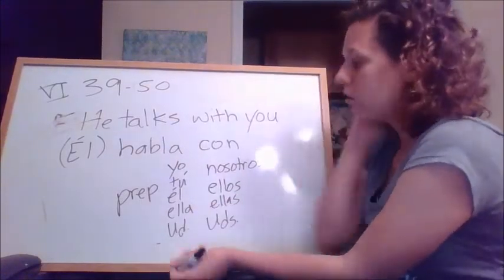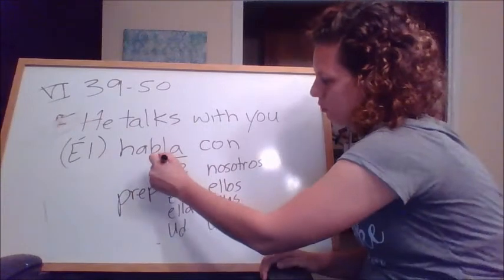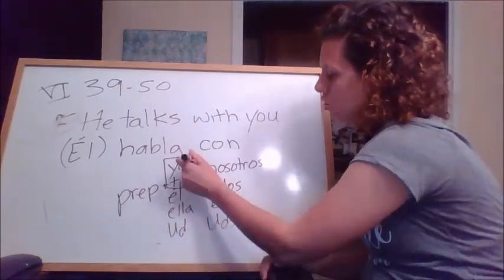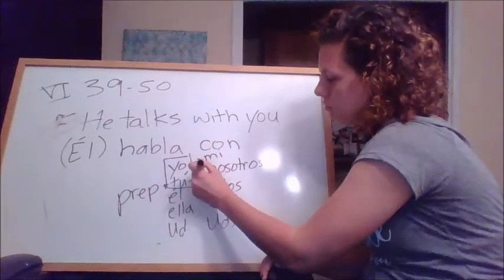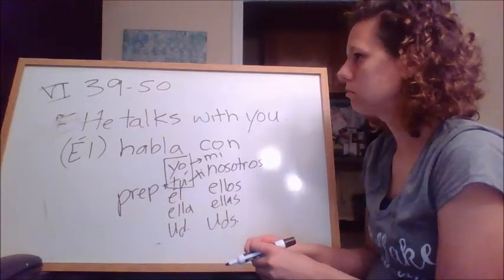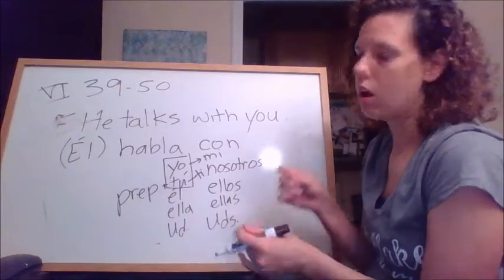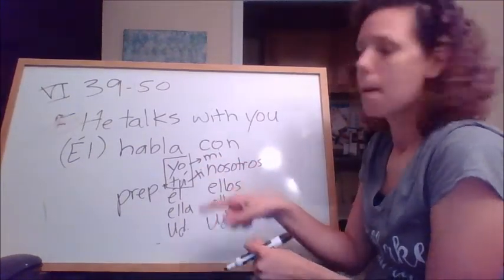Nosotros, ellos, ellas, and ustedes. Okay? Now, you can have a preposition plus any one of these except for these two. Remember that after a preposition, yo becomes mí, and tú becomes ti. I'm sorry if that's too much writing all at once. Okay, so if I have a preposition, then yo becomes mí, tú becomes ti.